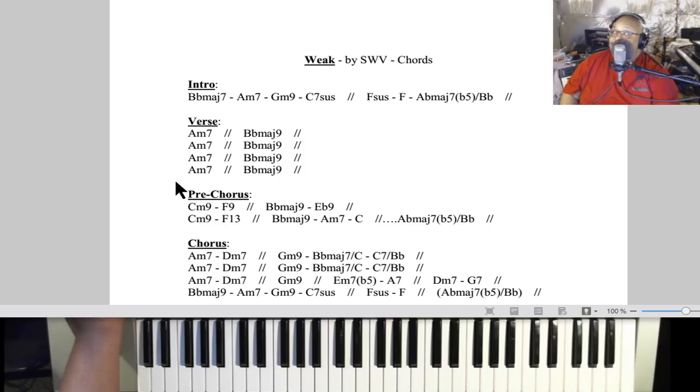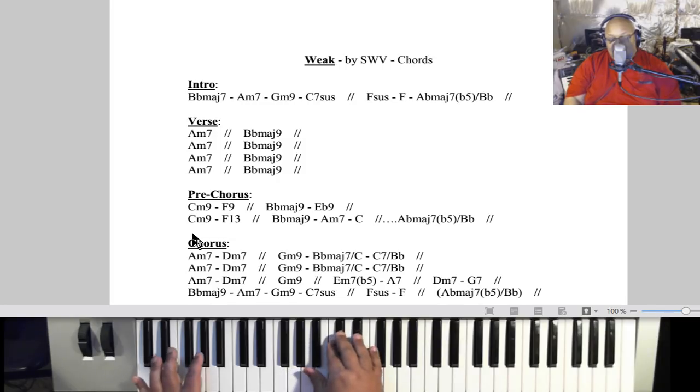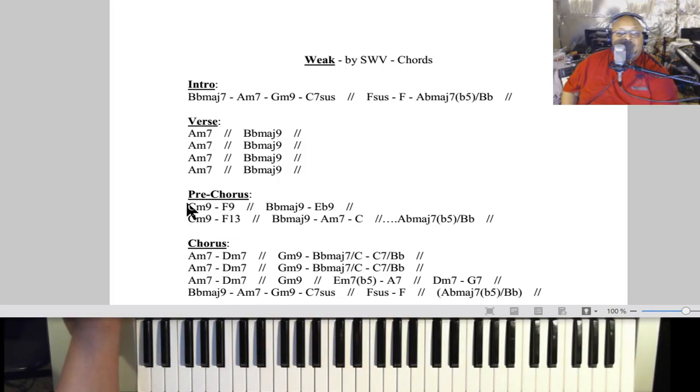And then usually on the videos, I'll say, okay, now we're going to move to the pre-chorus. All right, so that means you come to this pre-chorus on the chord sheet. Okay, then I might say, and then you see you have a C minor 9 and a F9 chord, and then it's divided by a measure.